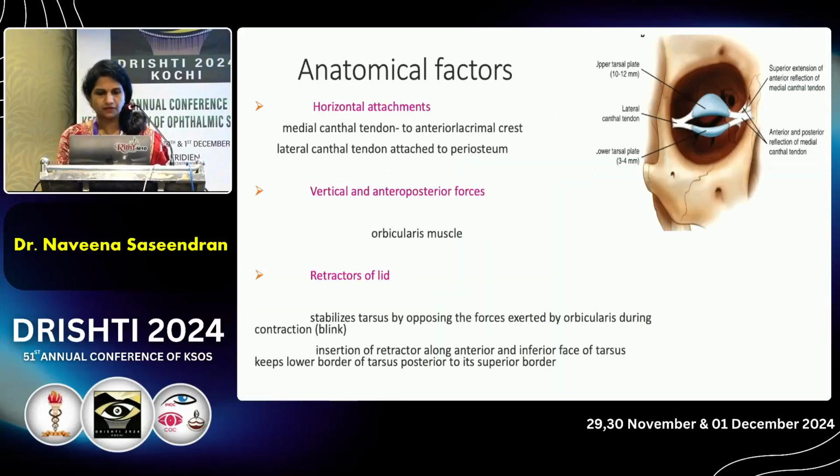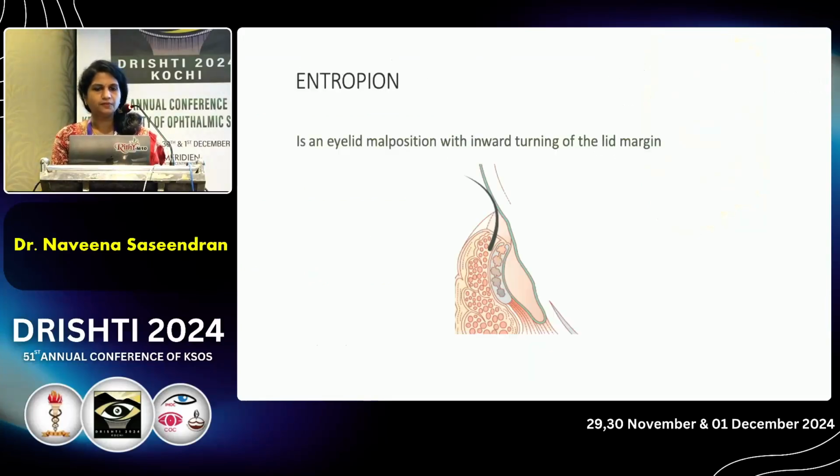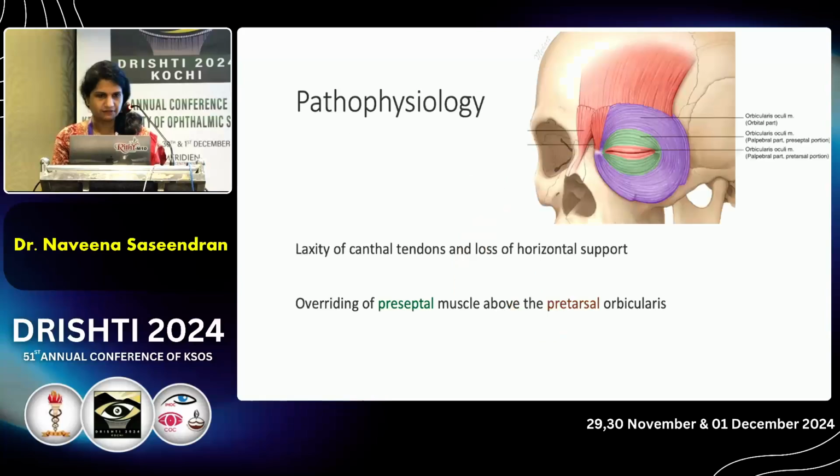Okay. So, first of all, what are the anatomical factors that are keeping our lid straight? They are the horizontal attachments by the medial and lateral canthal tendons, and the vertical and anteroposterior forces exerted by the orbicularis muscle and the retractors of the lid, which will keep the tarsal plate straight. So, entropion is inward turning of the lid margin.